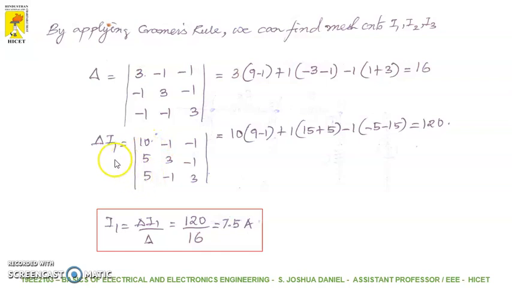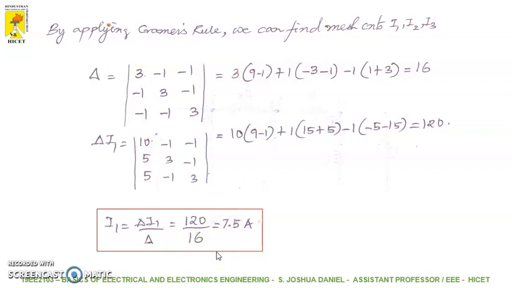And as we found out for delta, the same method is followed here, and we found the determinant as 120, right? So if you need to find the current I1, delta I1 by delta, which is nothing but 120 divided by 16, which is 7.5 ampere. Next, we need to find the current I2.